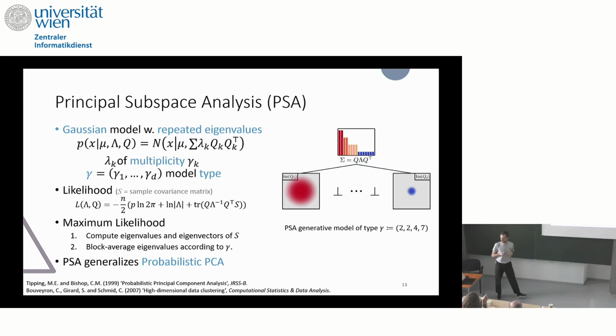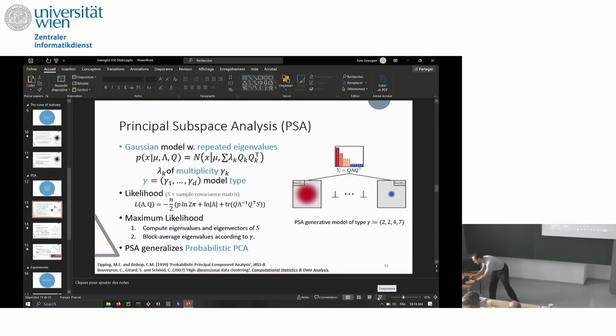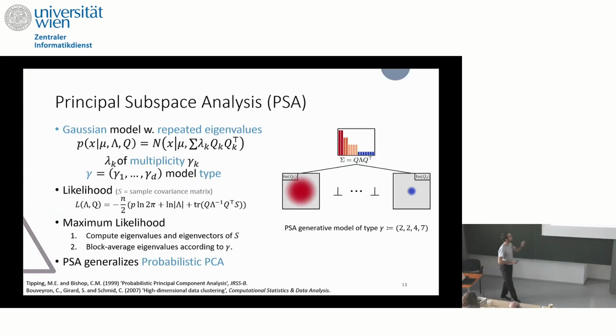Principal subspace analysis consists in a Gaussian model where the covariance eigenvalues are repeated. They have pre-specified multiplicities. The sequence of eigenvalue multiplicities is what we call the type of the model. So here on the right, we have a principal subspace analysis model of type 2, 2, 4, 7, because they are the multiplicities of the associated eigenvalues.